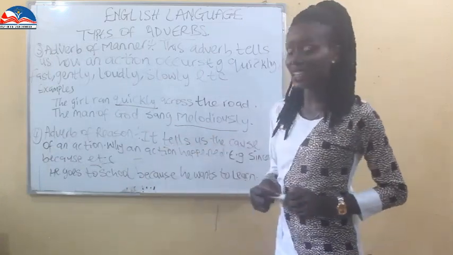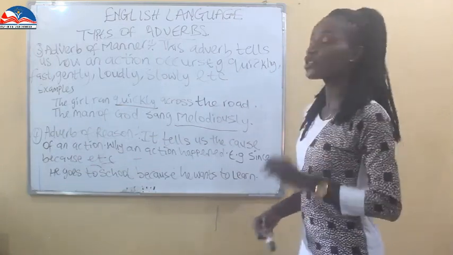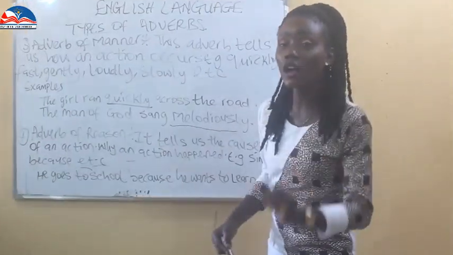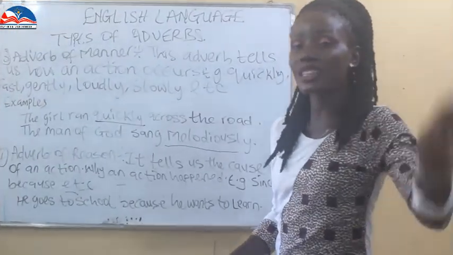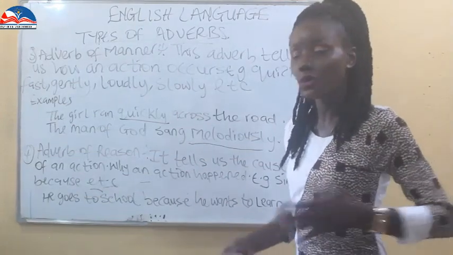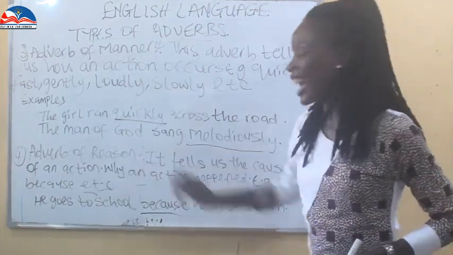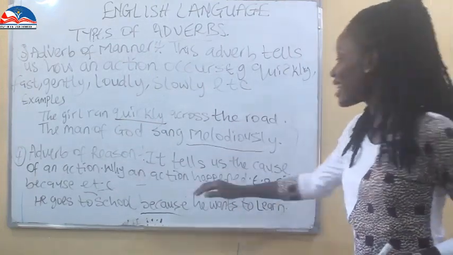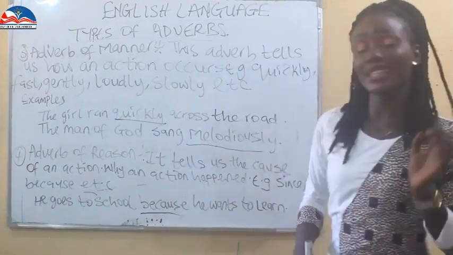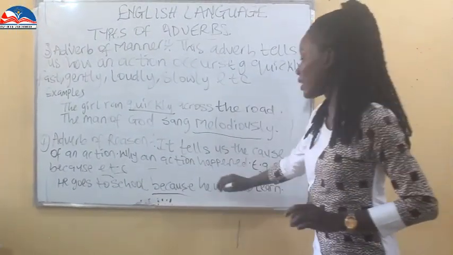Using it in a sentence: he goes to school because he wants to learn. Adverb of reason, the reason behind him going to school. Why did he want to go to school? He goes to school because. Because is the adverb of reason telling us why an action occurred. He goes to school because he wants to learn.